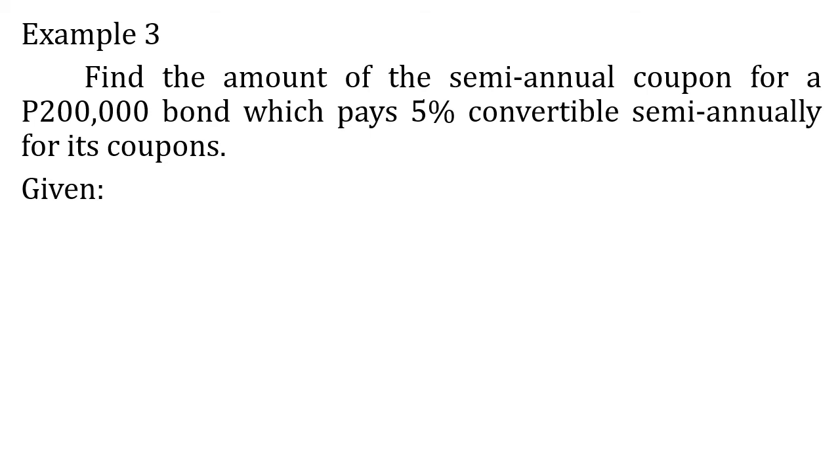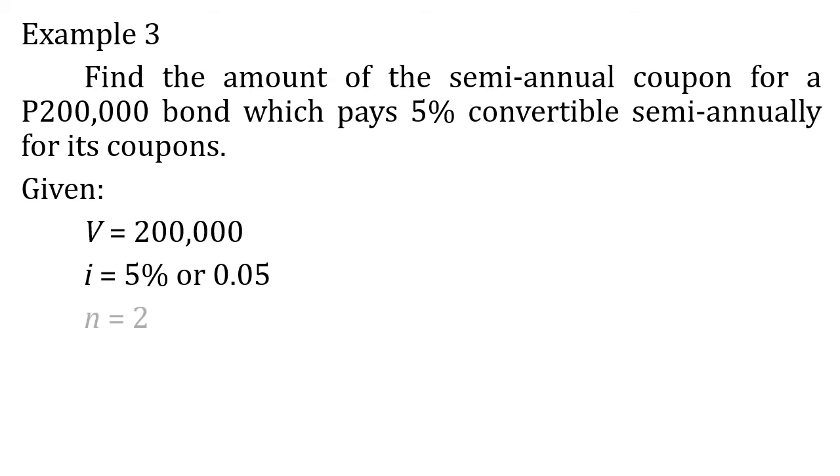Example 3, find the amount of the semi-annual coupon for a 200,000 pesos bond which pays 5% convertible semi-annually for its coupons. So the face value is 200,000. The coupon rate is 5% or 0.05. N is equal to 2. That's the compounding period of the coupon.